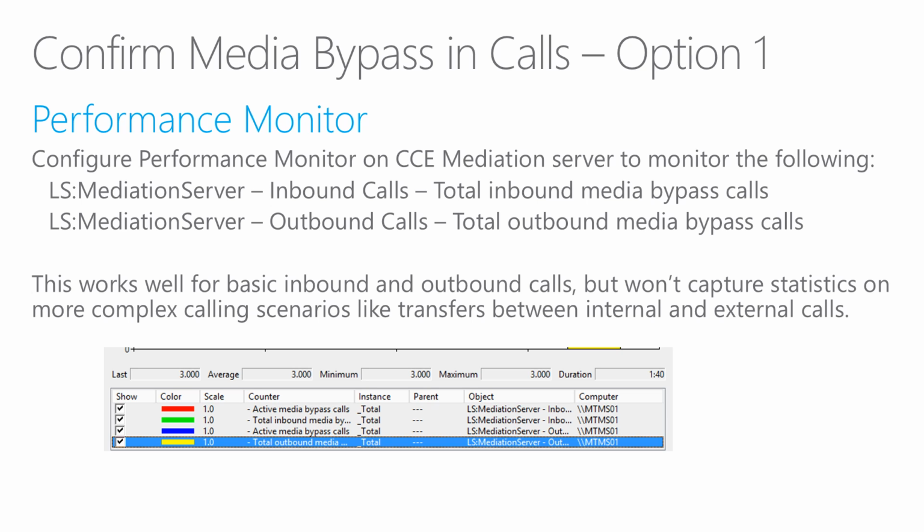How can we confirm that media bypass is actually in use? One option we have is configuring Performance Monitor on Cloud Connector mediation servers to monitor LS mediation inbound and outbound calls for total media bypass calls. In the sample I have below, I actually had active media bypass calls monitored because I wanted to watch them actively, but you don't need to do that.